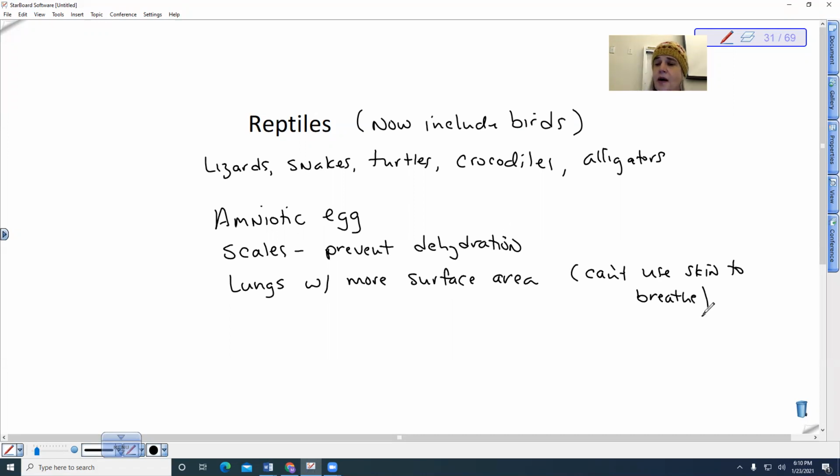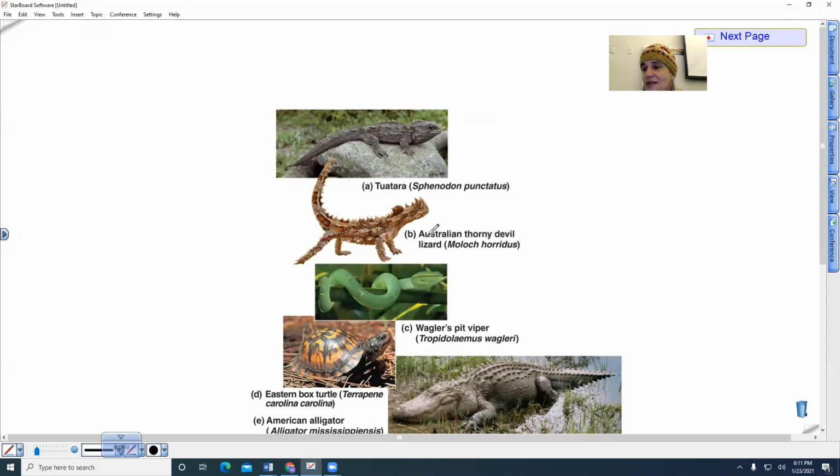Okay. They also have internal fertilization. Unlike most of the amphibians that have external fertilization, reptiles generally have a penis that they insert into the female's reproductive tract, and the female produces the eggs, and then she lays the eggs in a nest. So let's look at some examples of these.